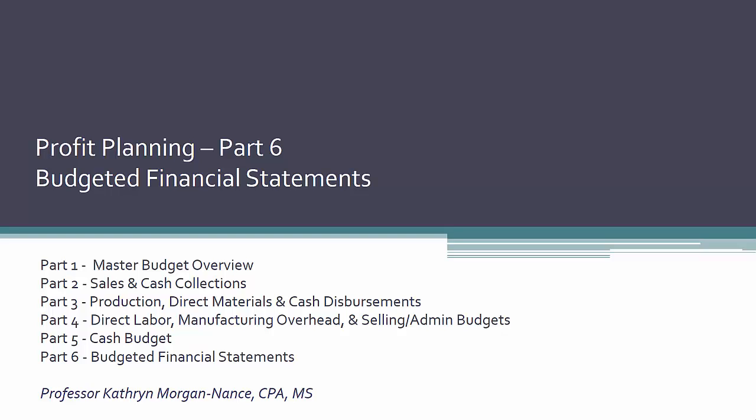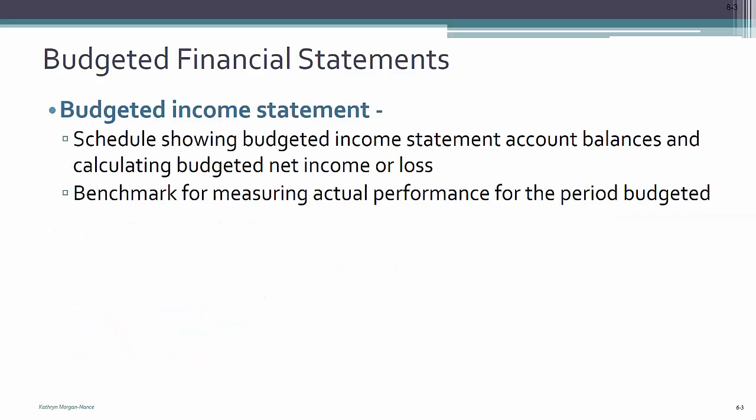In part 6, we will briefly consider how all the budgets and schedules prepared previously come together in one set of budgeted financial statements. The budgeted income statement is a schedule showing budgeted income statement account balances and calculating budgeted net income or loss. It's used as a controlling benchmark for measuring actual performance for the period being budgeted.